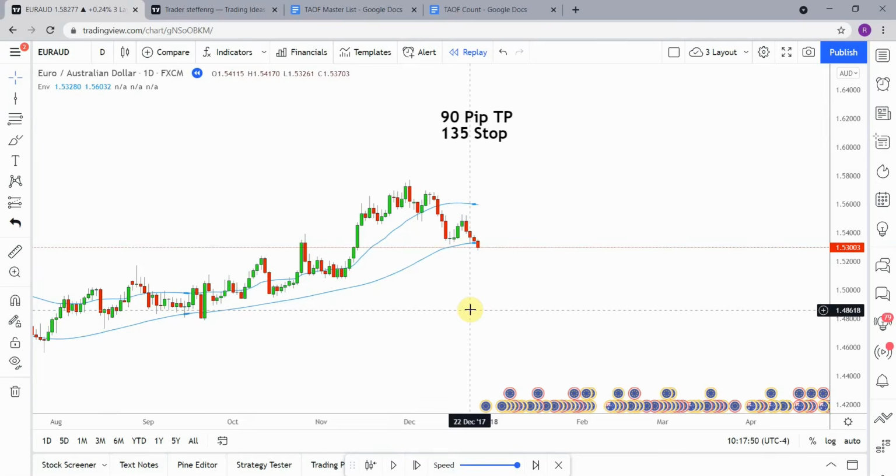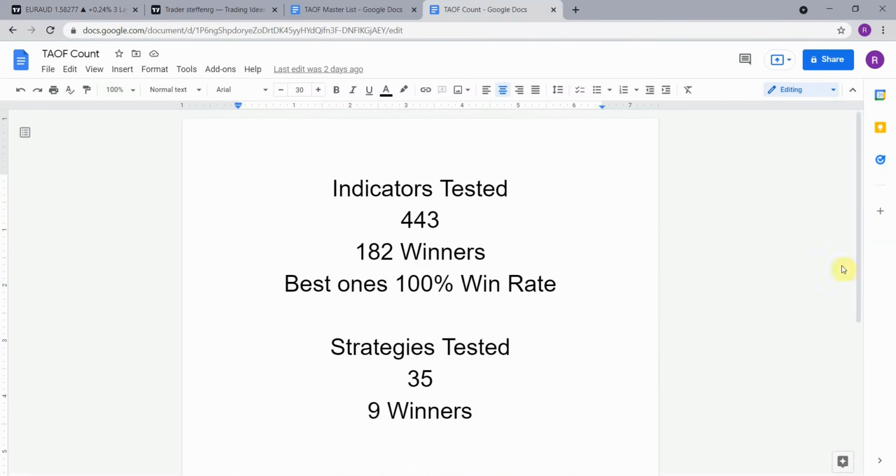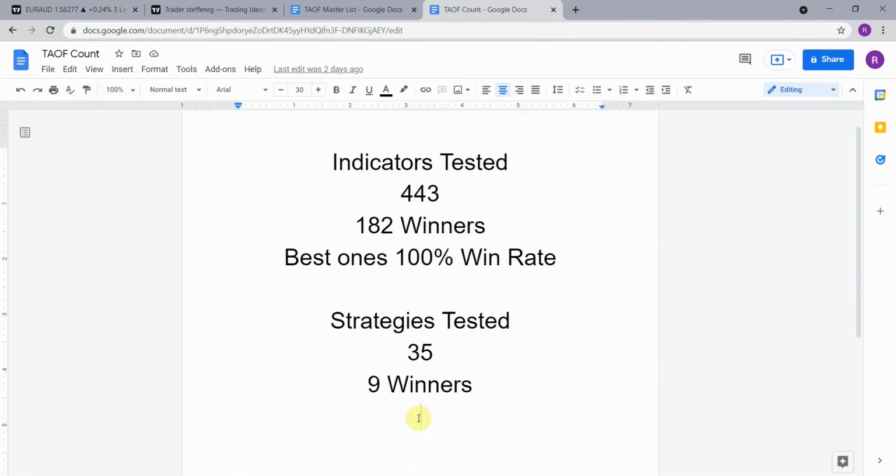Alright, as I said, today we will be testing the Revolution Volatility bands. Before we do though, I wanted to put the testing scoreboard up for everyone to see. So to date, we have tested a total of 35 different strategies, with 9 of them being winners. We have also tested a total of 443 indicators, with 182 of them being winners. The best ones so far were able to achieve a 100% win rate. Now you need to go back and watch those videos to understand the context of how they were able to achieve that. So go back and watch those videos and see what you can get out of those winning indicators.